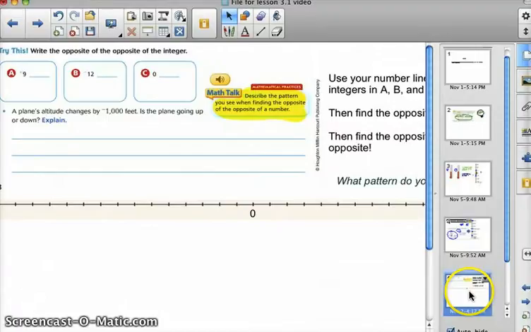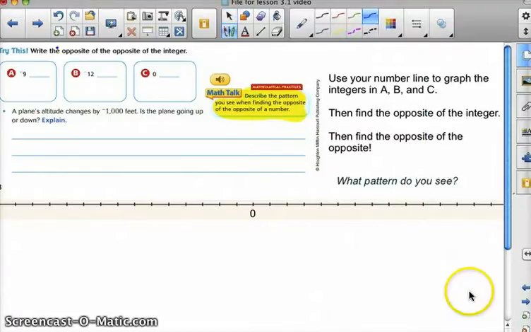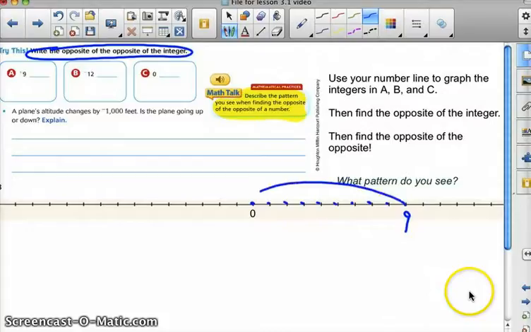Okay, in lesson 1, you're asked to write the opposite of the integer. So let's look at example A here, +9. Here's 0 on our number line. If we go out 9 units, 1, 2, 3, 4, 5, 6, 7, 8, 9. That's +9. So the opposite of +9, okay, we go back to 0, and then we go 9 units this way. 1, 2, 3, 4, 5, 6, 7, 8, 9. Okay, so the opposite of +9 is -9.